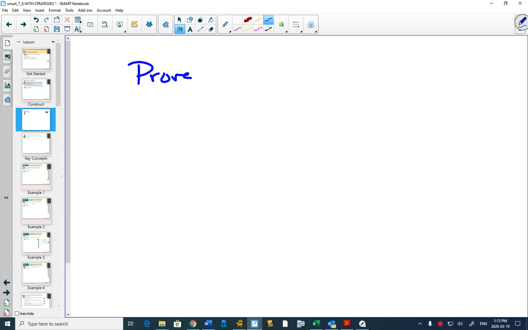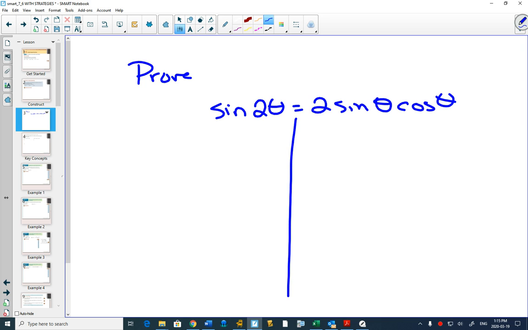We're going to start by proving one of them. Sine of 2 theta equals 2 sine theta cos theta. Split it right there. You can write this on top of page 653. Lots of space on 653. We want to prove that sine of 2 theta equals 2 sine theta cos theta.